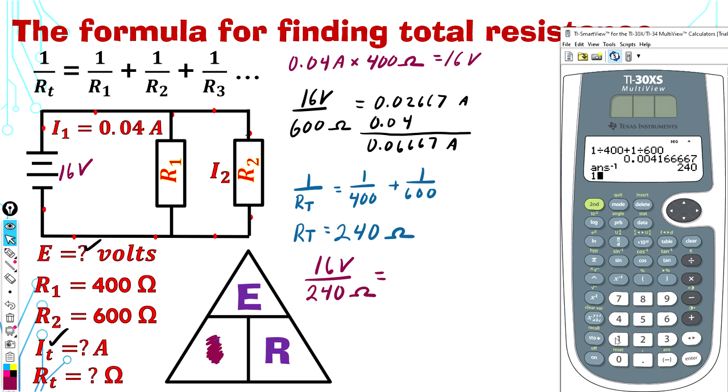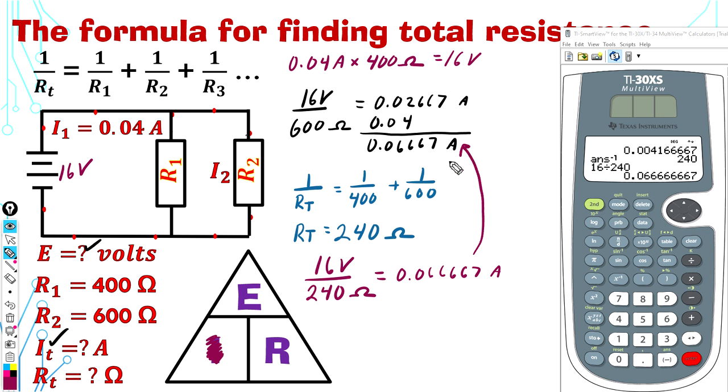Using my calculator, I've got 16 divided by 240, which is 0.06666 repeating, and then it just rounds it off to 7, but that's actually 6 repeating forever. Okay, it's a non-terminating decimal. So we get 0.06667 amps, which is the same as we got up there.